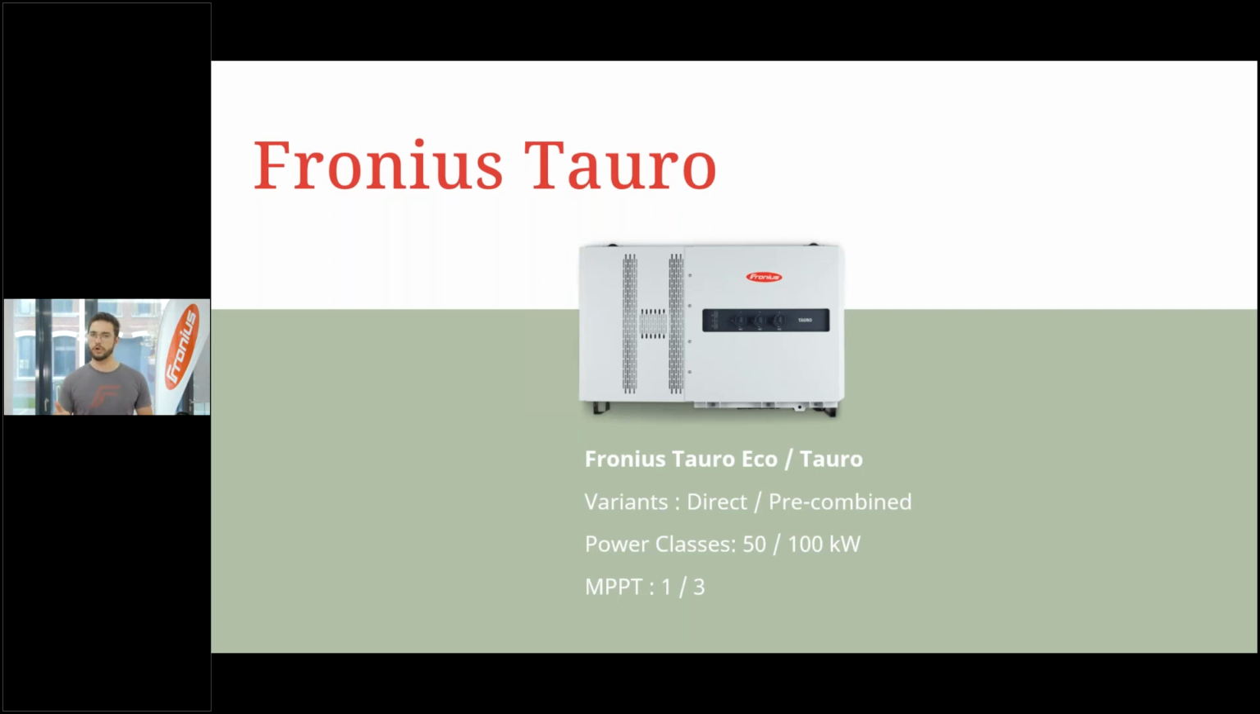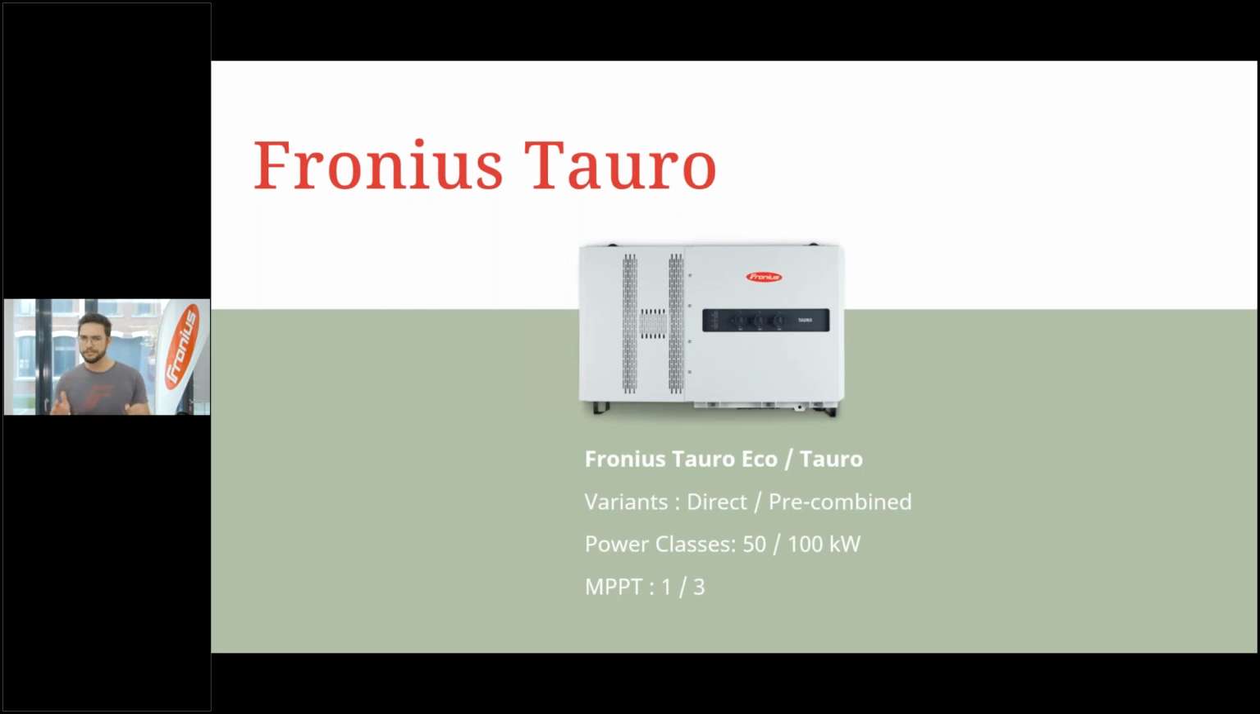We have a so-called Fronius Tauro Eco solution and a Fronius Tauro solution. The Fronius Tauro Eco has only one MPP tracker, but is available in 50 or 100 kilowatt. And the Fronius Tauro, or also called Fronius Tauro Standard, is available with 3 MPP trackers, but only 50 kilowatt. So depending on the complexity of your roof, you can choose between those two systems, or you can also combine it, of course, in one system.